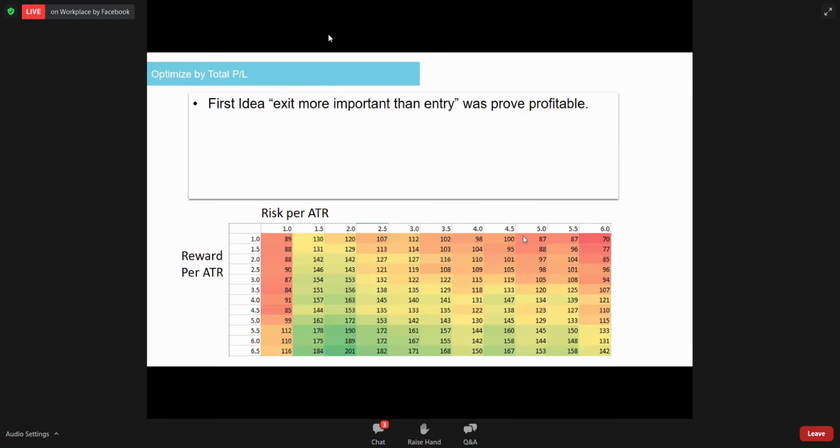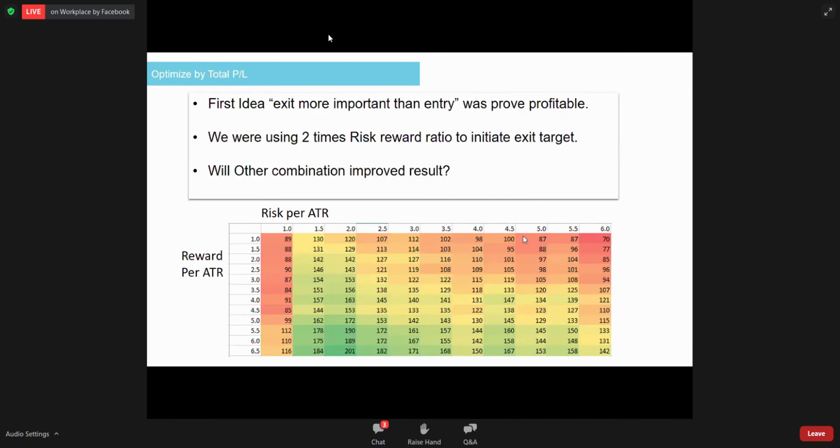The other one is why 2 risk reward ratio? Why not 3 risk reward ratio, and why not 4? The combination of 2 risk reward ratio can be 2 ATR cut loss, 4 ATR take profit, or 4 ATR cut loss, 8 ATR take profit; the risk reward will also equal 2. So why not the other? Why 1 ATR and 2 ATR? To answer that, optimization can also be used.